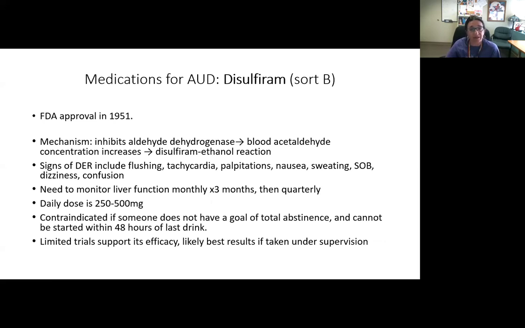And then disulfiram, just briefly. Again, this one's been around a long time, since 1951. It's the one that, with any alcohol contact, can cause that awful disulfiram-ethanol reaction, which can be quite dangerous and certainly very awful to experience. It needs liver function monitoring and couldn't be used in someone who has significant cardiac disease. And again, it's contraindicated, of course, unless someone has a goal of complete abstinence. There's not really much evidence to support its use, but it's probably best if someone's taking this under direct supervision. It has the best effect.